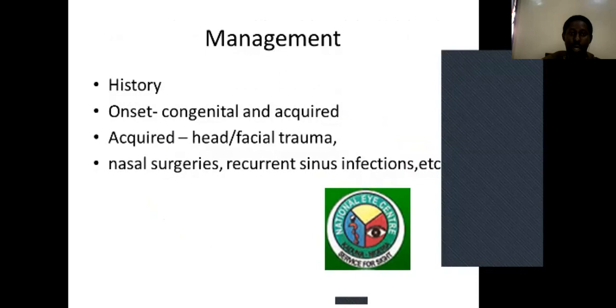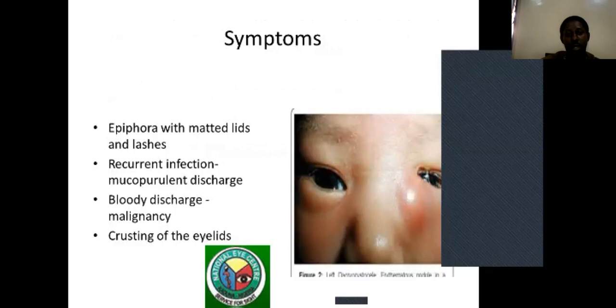Now, the symptoms, usually they present with epiphora, with matted eyes and lashes, as seen in this picture. Now, there is usually recurrent infection, which is usually multi-bacterial in nature. And then bloody discharge, one has to suspect malignancy. There is crusting of the eyelids, which is seen in this patient as well.